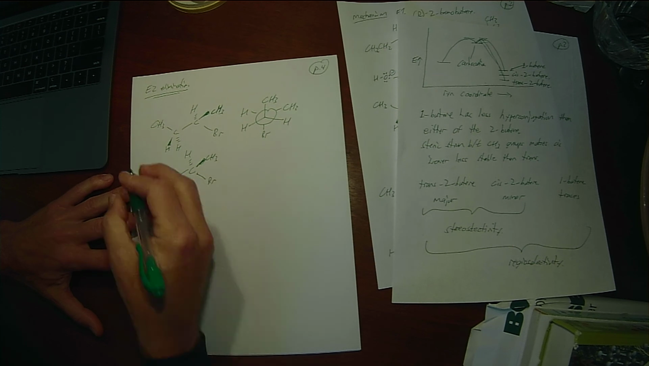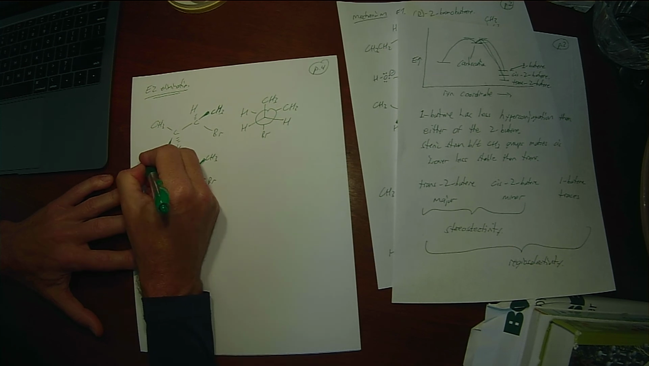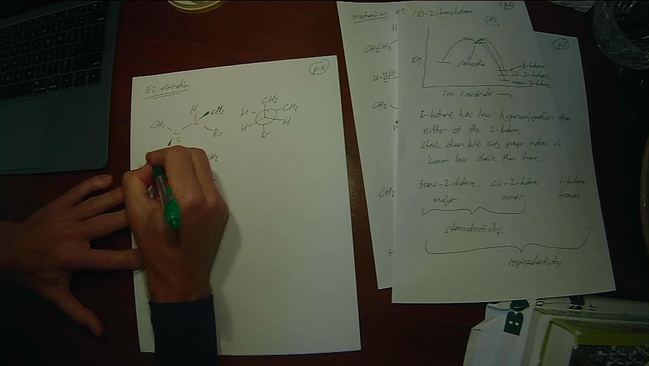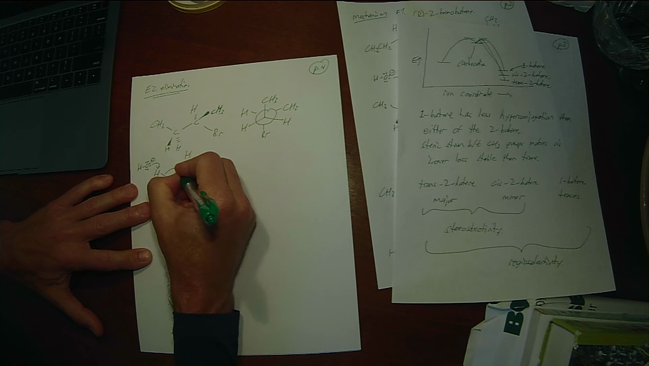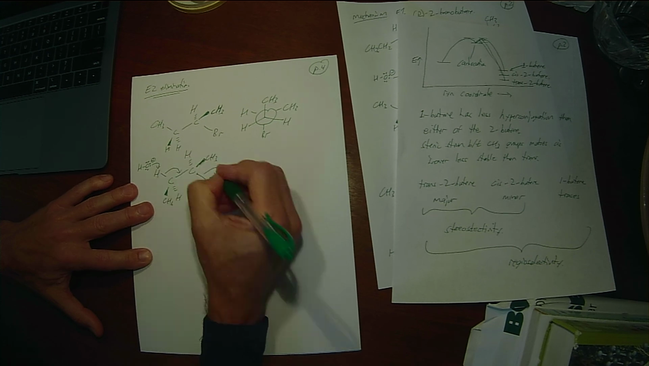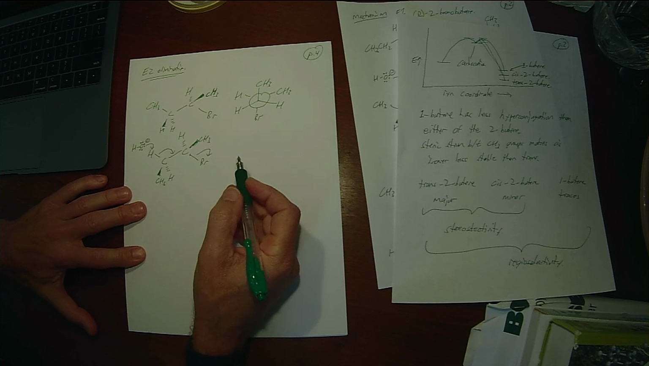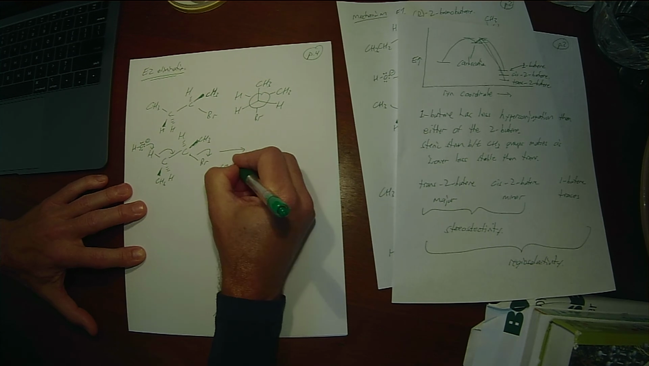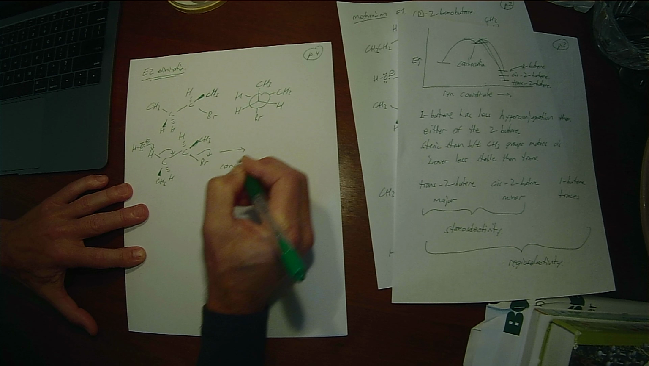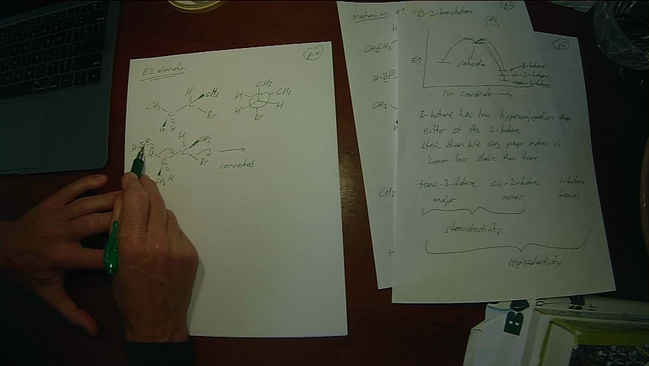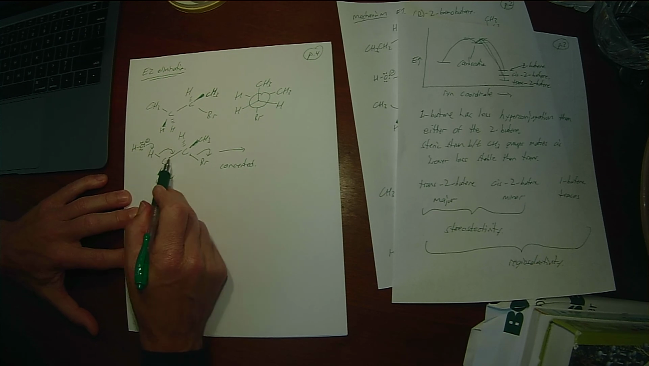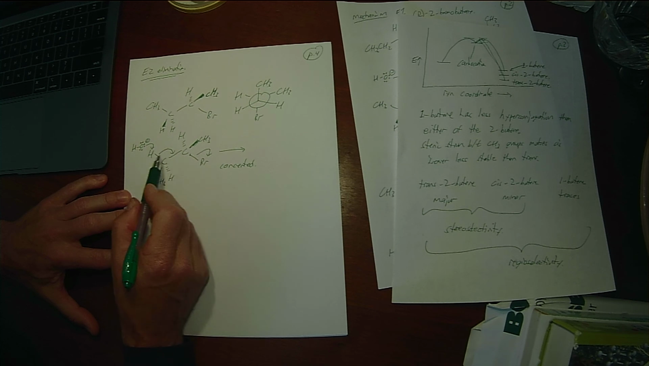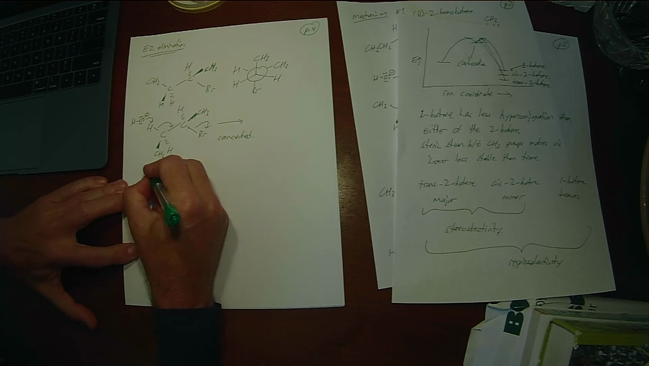So now I can take this hydrogen off with my hydroxide ion. I can form the pi bond and I can lose the bromine all at the same time. And since this is concerted, I'm actually forming 2 bonds here. I'm forming a bond between hydrogen and oxygen. I'm forming a bond between carbon and carbon to make the pi bond, and I'm breaking a CH bond and a CBr bond at the same time.